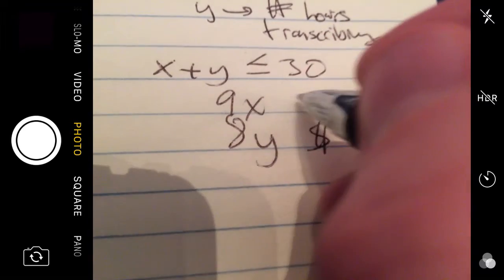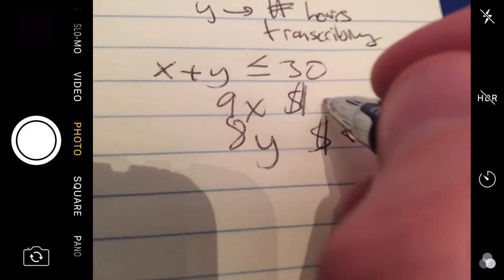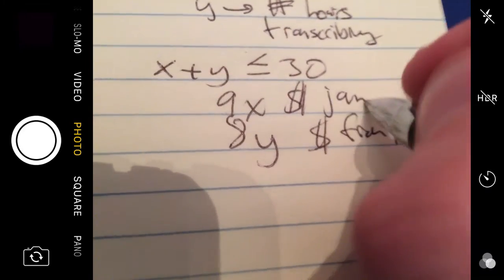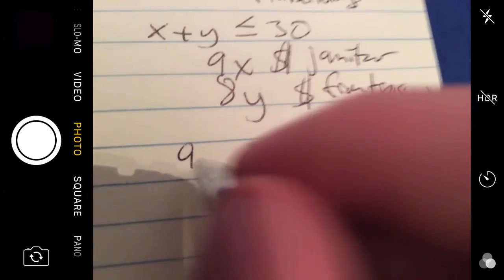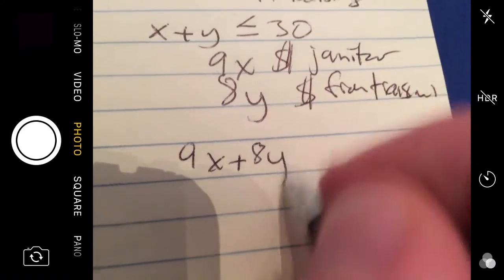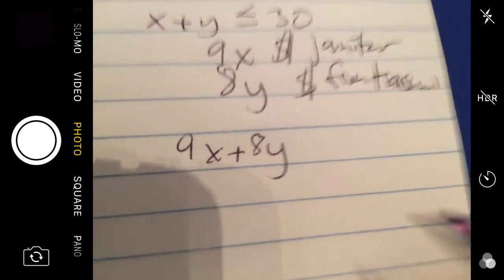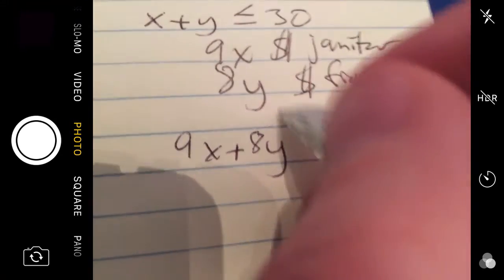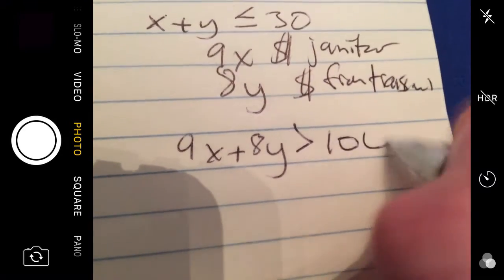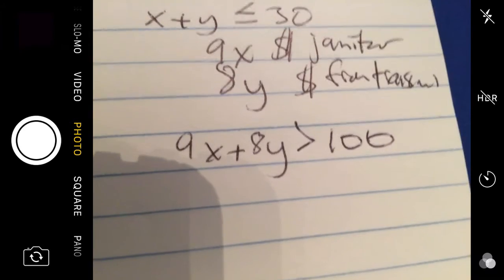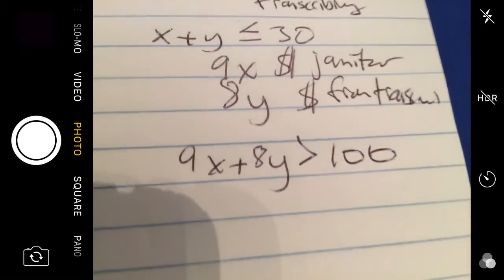And then 9x, I said that's just money from janitor. If I added these two things together, 9x and 8y, that's all the money she's going to make, all of it. And we need that to be at least $100. And I think that's it. Those are the two.